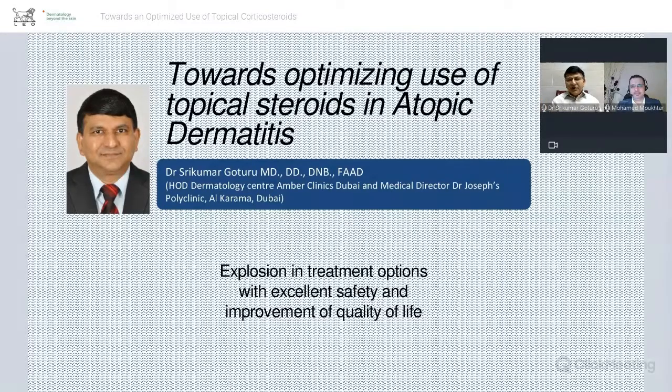Still, we know that topical corticosteroids and topical calcineurin inhibitors are a mainstay in the treatment of this condition. In fact, even many of the modern biologics and JAK inhibitors which have come up have studies which show that they are compatible with the use of topical corticosteroids and the JAK inhibitors too. And we should be very much aware about how we handle these agents. So it's very important for us to know how to optimally use a topical steroid in atopic dermatitis.